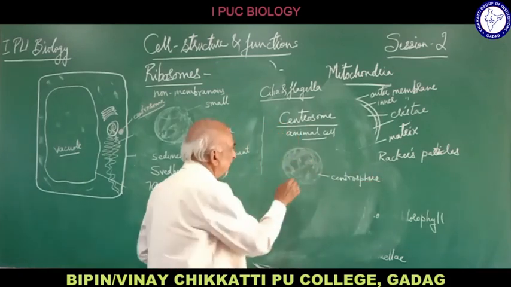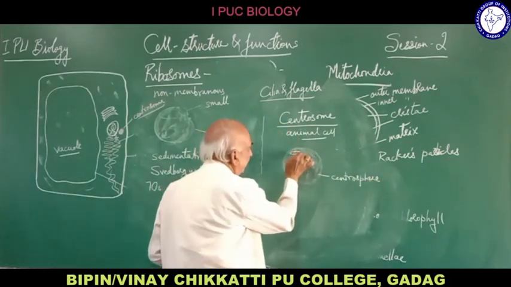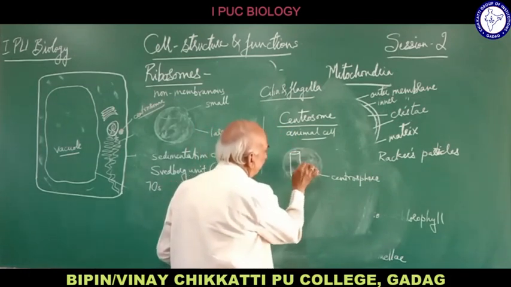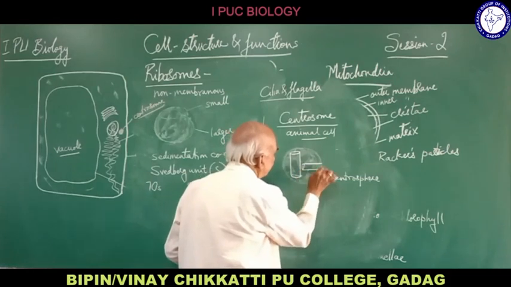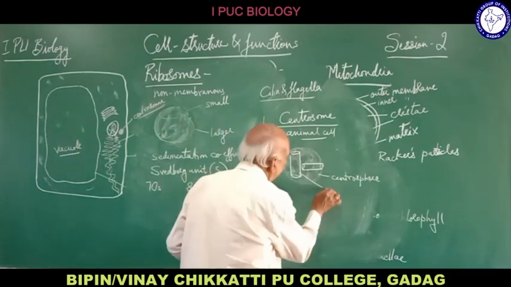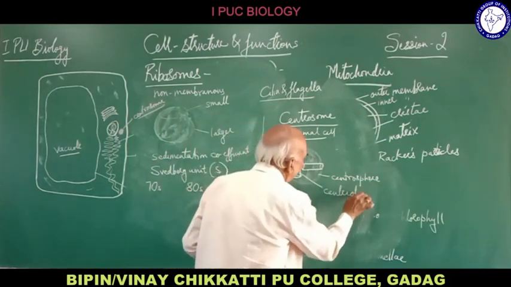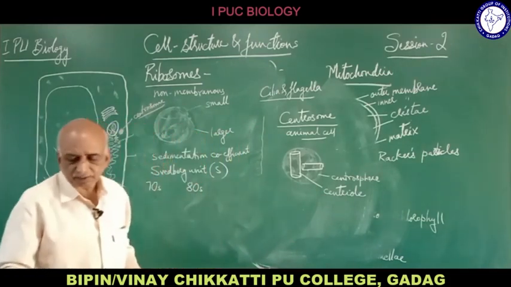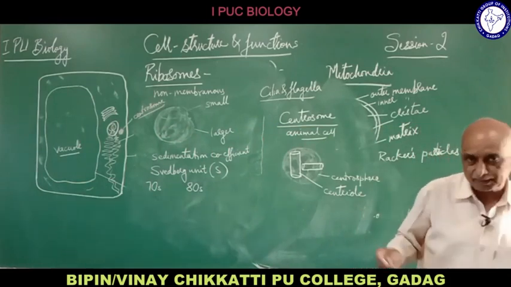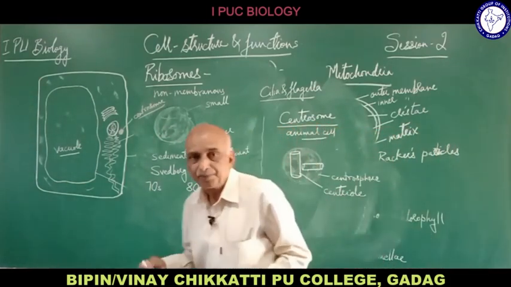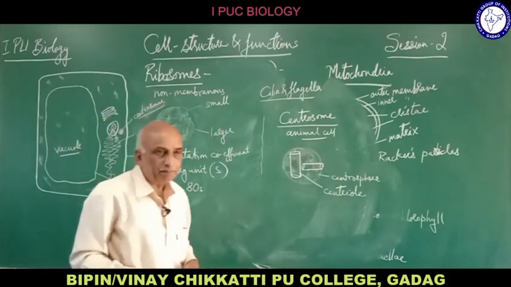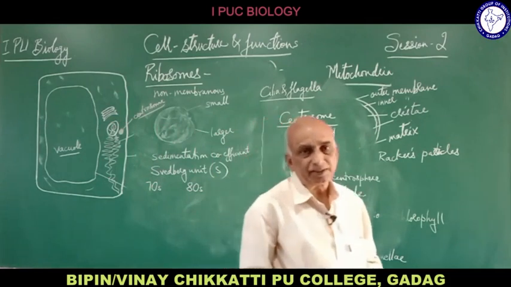Now in this centrosphere, there are two cylindrical structures arranged perpendicular to each other. Suppose this is one cylindrical structure and this is another one. Each structure is called a centriole. So there are two centrioles, a pair of centrioles present in a centrosome. This is the centrosome body containing the centrioles which are in pair, arranged perpendicular to each other.